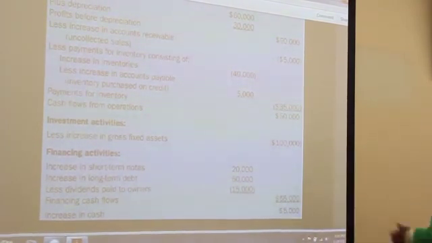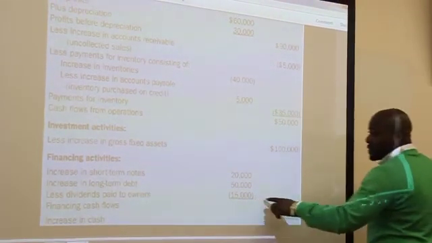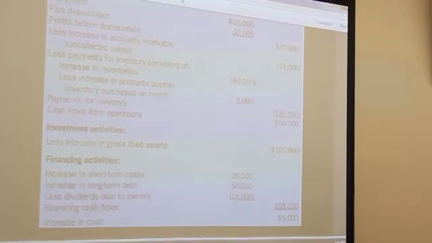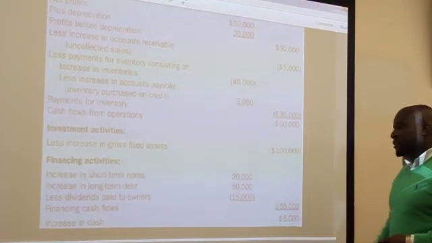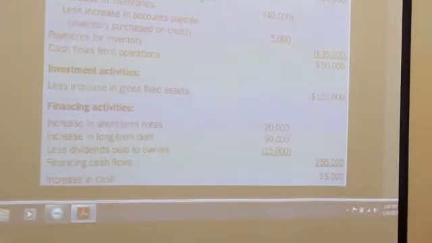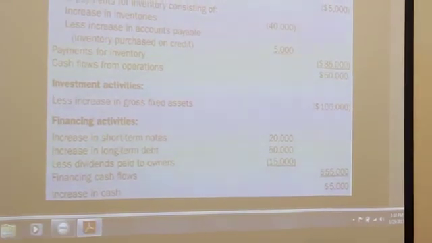Less dividends paid to owners. So you actually paid $15,000 because these numbers are in singles. Financing cash flows $55,000, increase in cash $5,000. So at the end of the day, the increase in cash flow of the year from the previous year was $5,000.